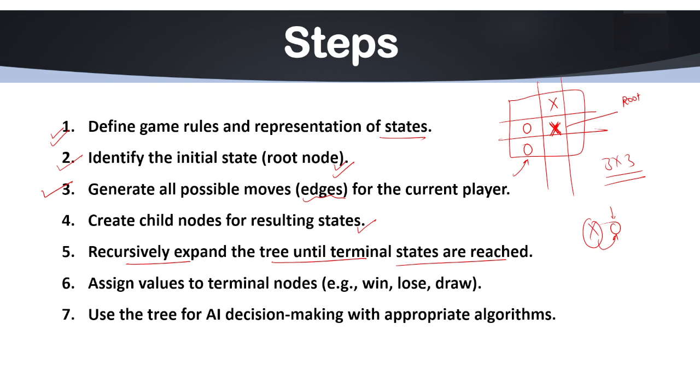So until a terminal state or an end point comes, we keep playing the game and expanding it, and the number of nodes keeps increasing. Assign values to terminal nodes. So at the end we can have three states or three terminal nodes like win, lose or draw. That is also called win is called positive value, lose is called negative value, and draw is called neutral value, that is 0.